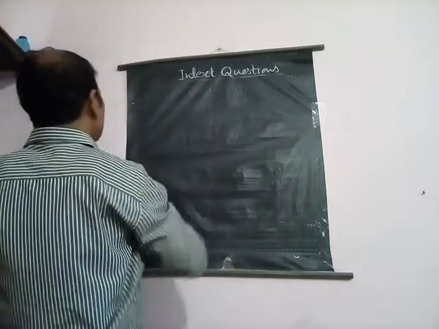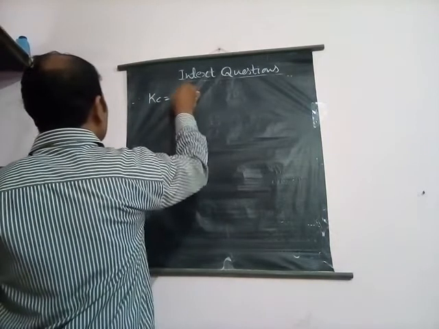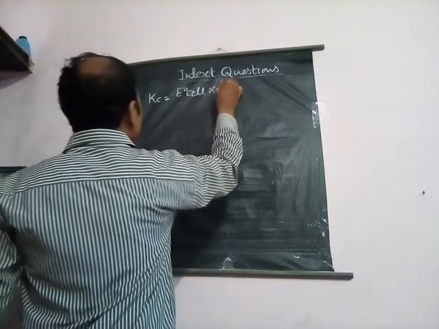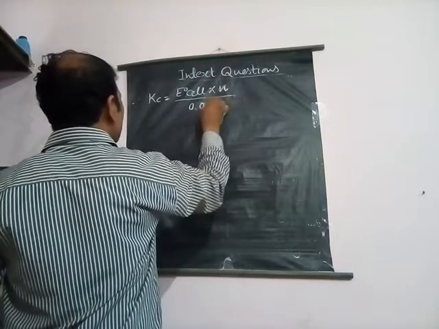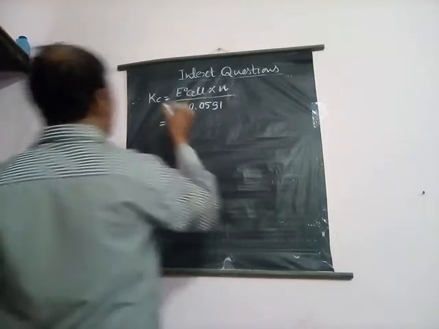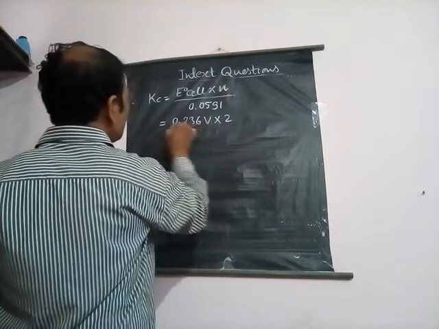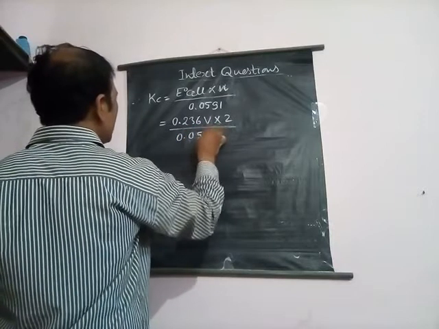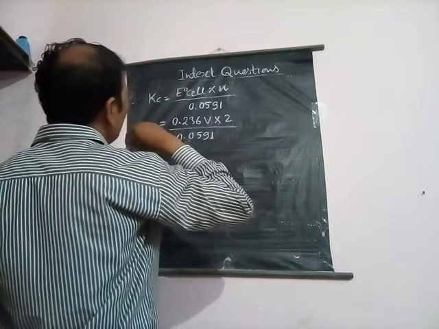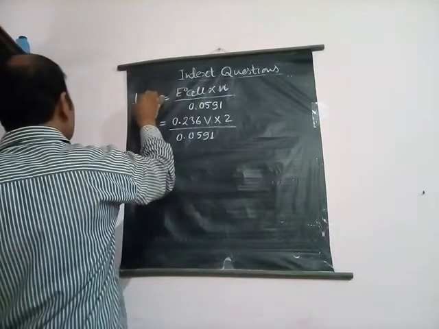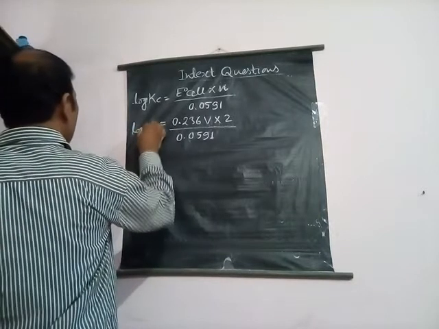For the equilibrium constant, we generally use Kc, and for the electrochemical cell, log Kc will be equal to E° cell into n divided by 0.059. Now if you put the value of E° cell, it will be 0.236 volt into 2 divided by 0.0591. So we will find log Kc from this.